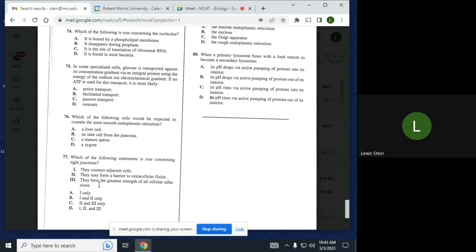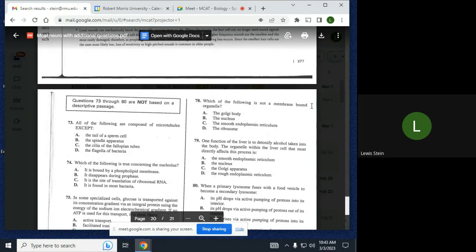Is that true? Which one does? Desmosomes. So it's only 1 and 2. Thank you. So tight junctions are strong, not as strong as desmosomes. Gap junctions really aren't strong at all. They're protein passageways, a little opening, like a perforation on one side, married to another side.